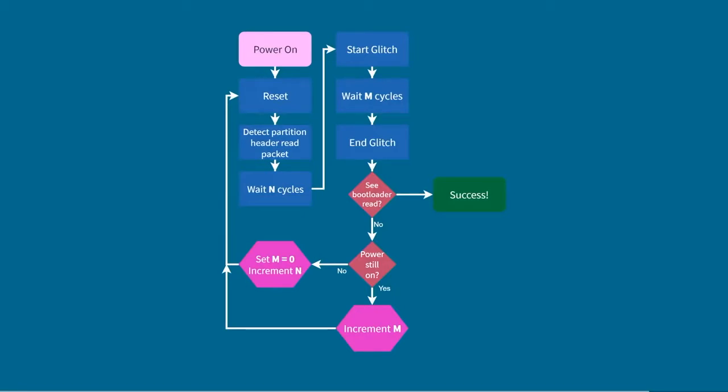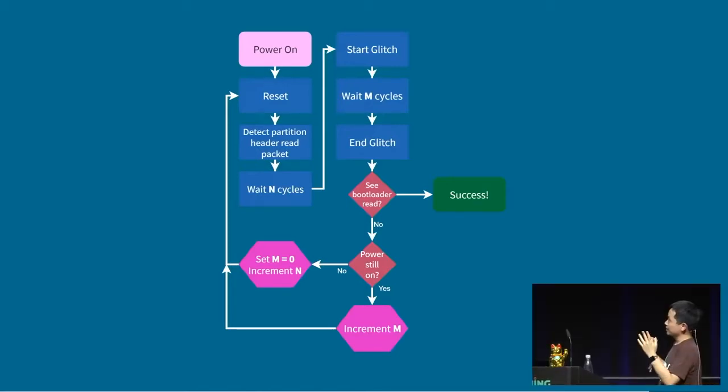The important thing here is we wait until that boot partition header is read, and we know that at some short amount of time after the header is read, it will do that size check, but we don't know when that is. So that's what parameter n represents, the offset from reading the packet to when the size check is done. Then we do the glitch and we hold the power off. We short it for m amount of time.